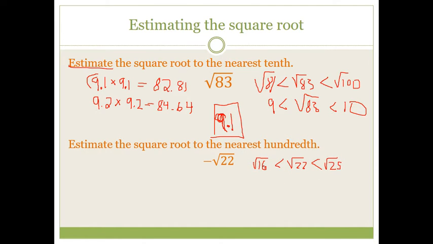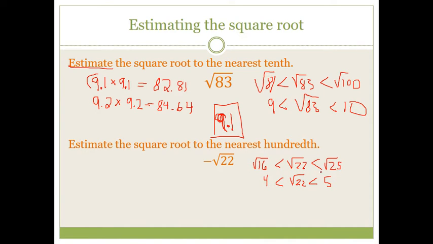Remember, I'm not putting the square root of 20, the square root of 21, or the square root of 23 over here, because I want these numbers to be perfect squares. I want them to have whole number answers, right? So that way I know where to estimate it. So I know that the square root of 16 is 4, and I know that the square root of 25 is 5. So I know that the square root of 22 is somewhere in between 4 and 5.